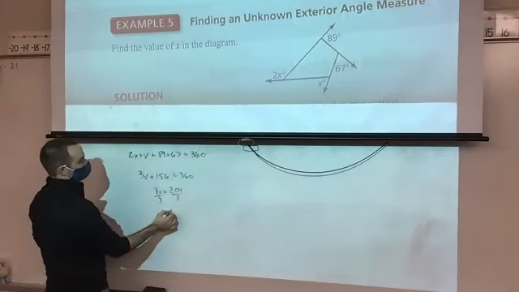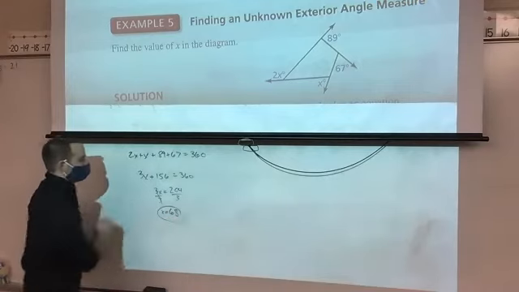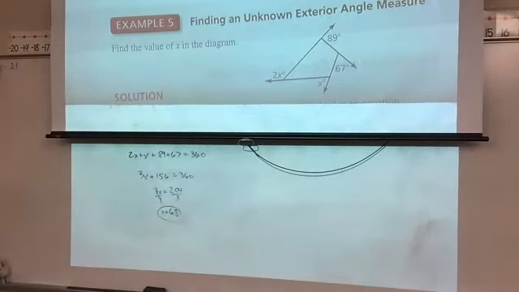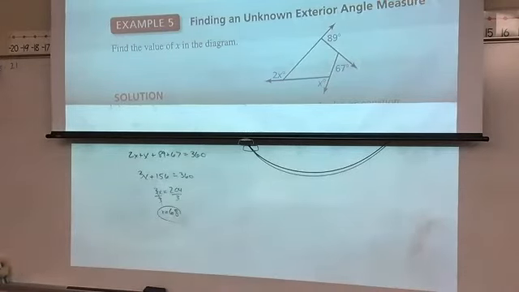What is this? 60. 68. Okay, so there's our equation, right? We add them all up, set it equal to 360, combine like terms, solve the simple equation, we get 68. There we go. Okay, so pretty straightforward for the exterior. Any questions on that?